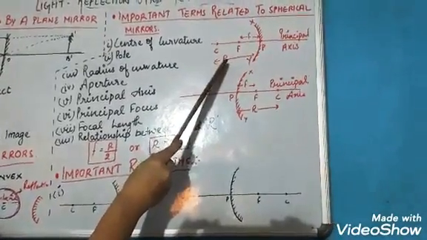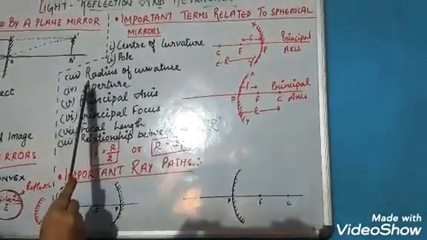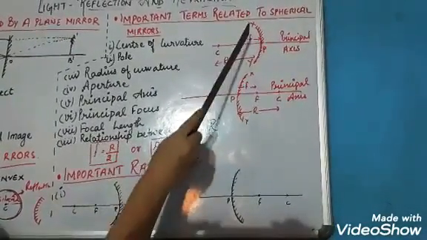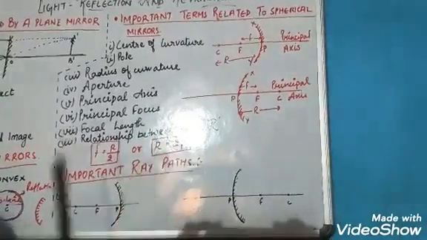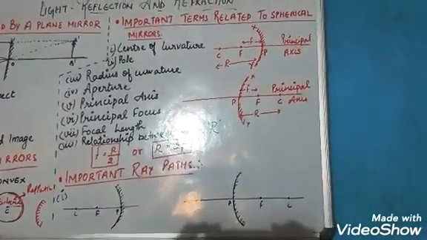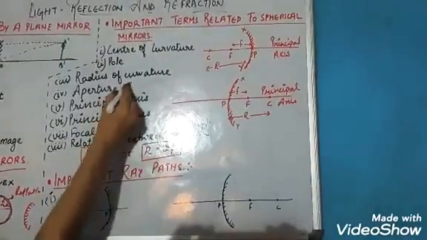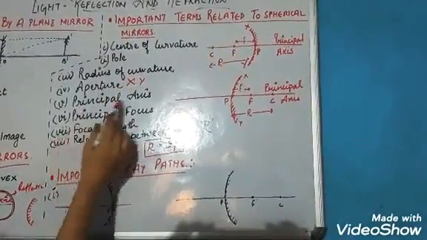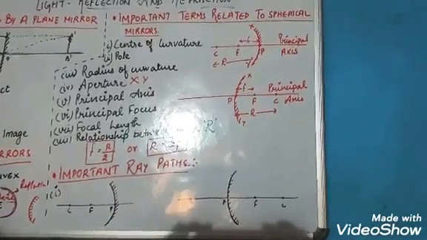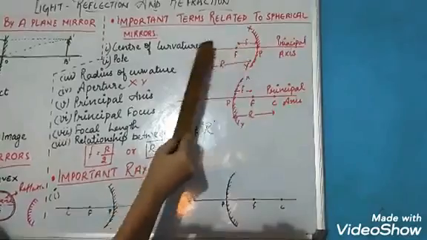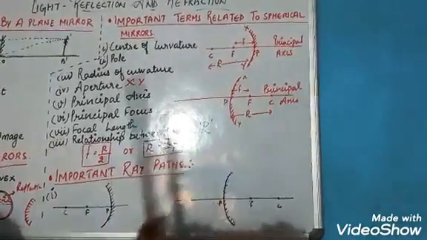Then comes your aperture. Aperture is the size of the mirror or the width of the mirror, that means XY. XY is the aperture. Principal axis is the imaginary line passing through the center of curvature and the pole. This is known as the principal axis.